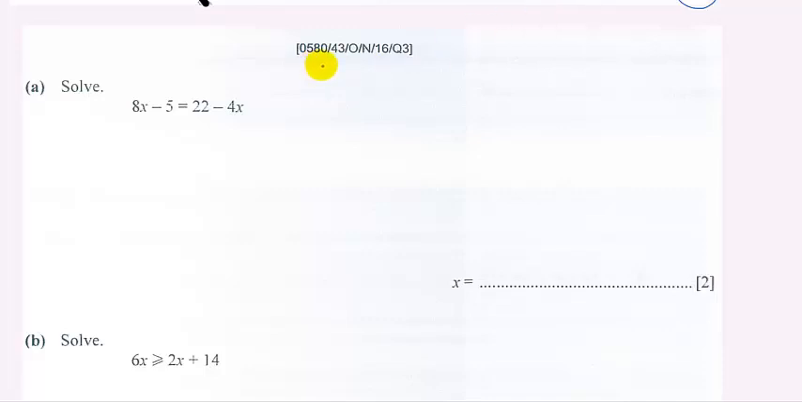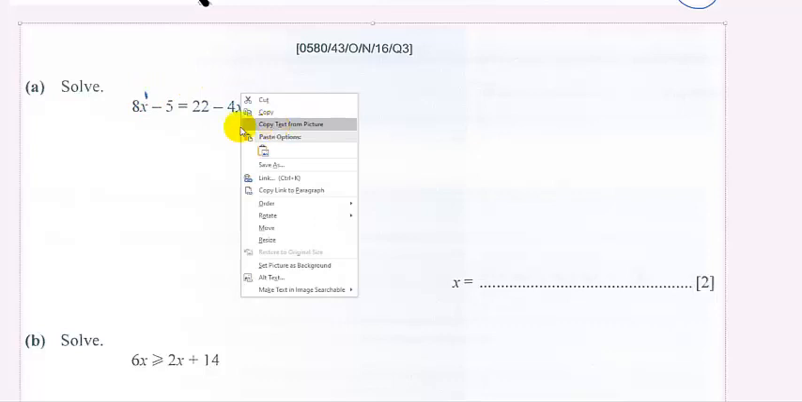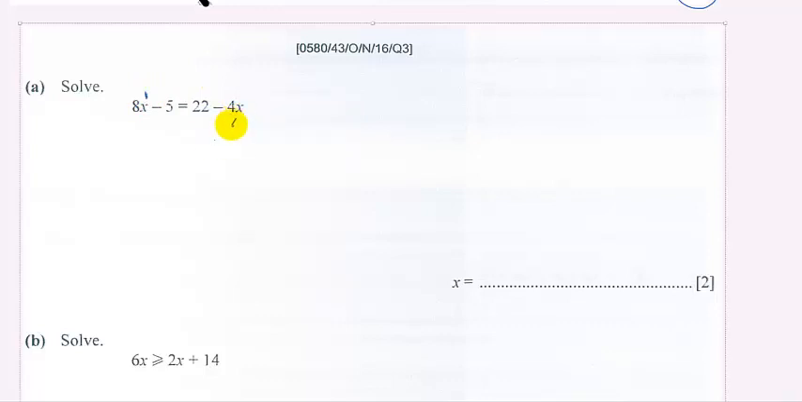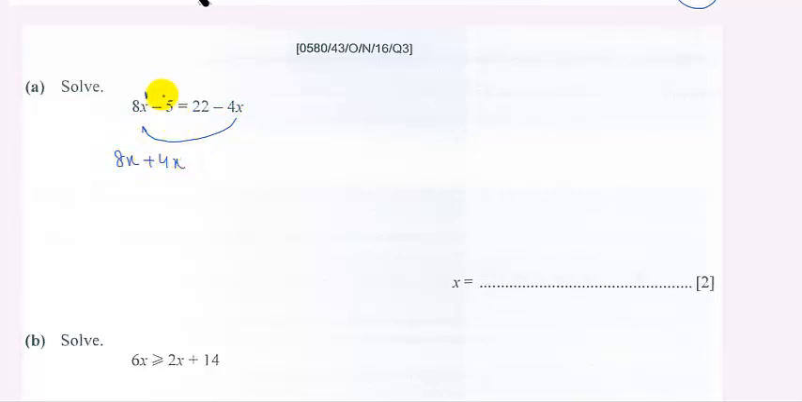And now this is paper 4 variant 3, October November 2016. Solve. This equation has x power 1 on both sides, so this is a linear equation. In a linear equation we bring x on one side, 8x plus 4x, and we bring constants on the other side. It is 22 plus 5.